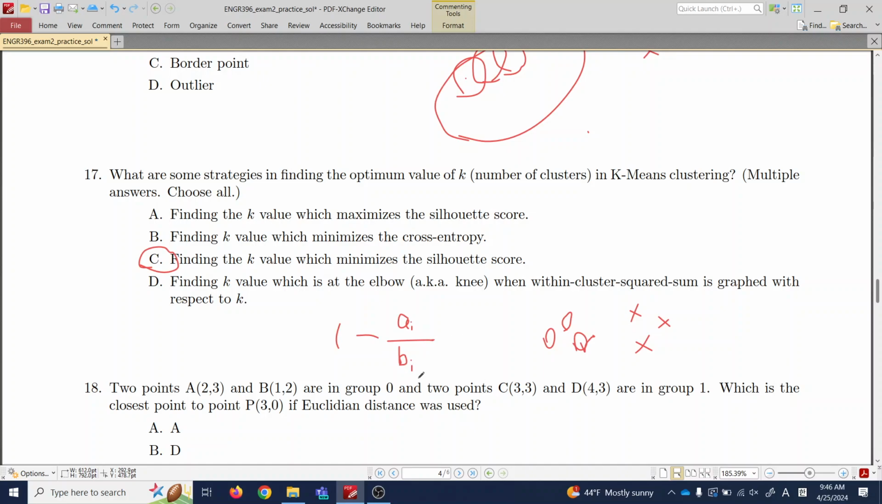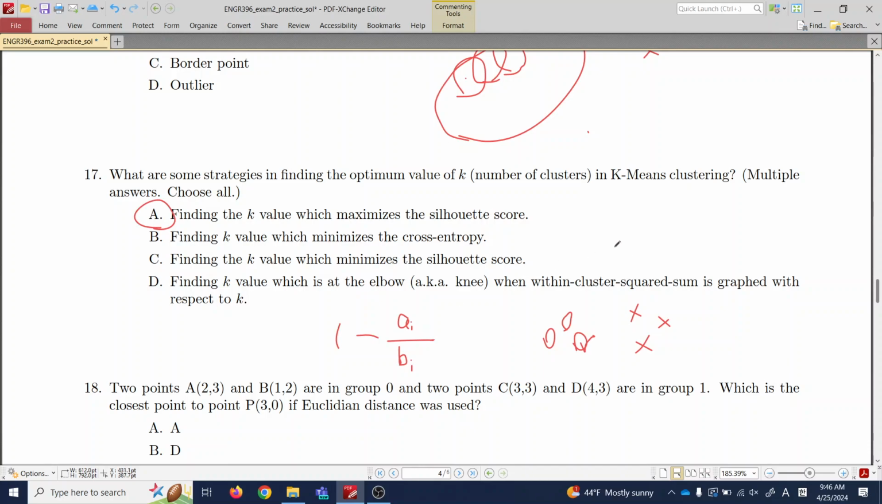So you want this to be large and this to be small so that this value will be close to 1. Oh, so in that case it will be maximized. Okay, so the answer is maximized, sorry. So we want to find the k value which will maximize the silhouette score.